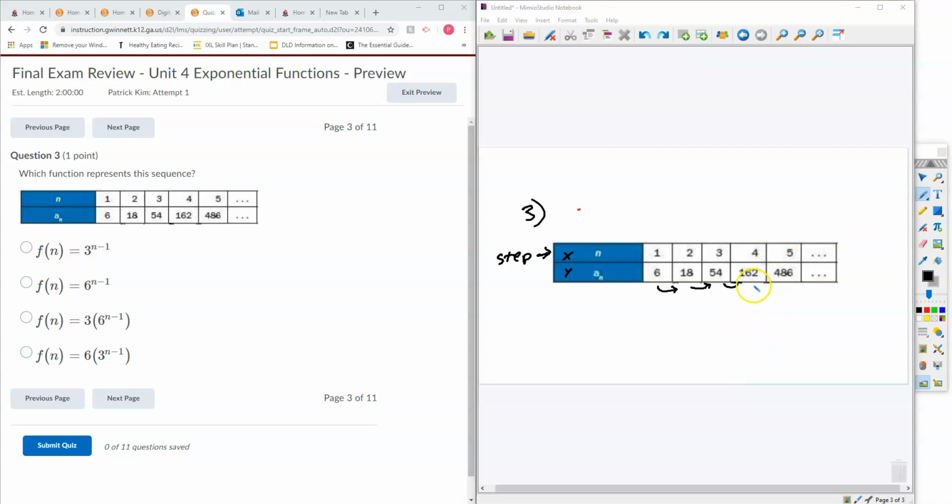Anyway, find the pattern. And then I'm going to tell you right now that this is your initial value. That's going to be A. So then decide from here which of these 4 answer choices are correct. Okay?